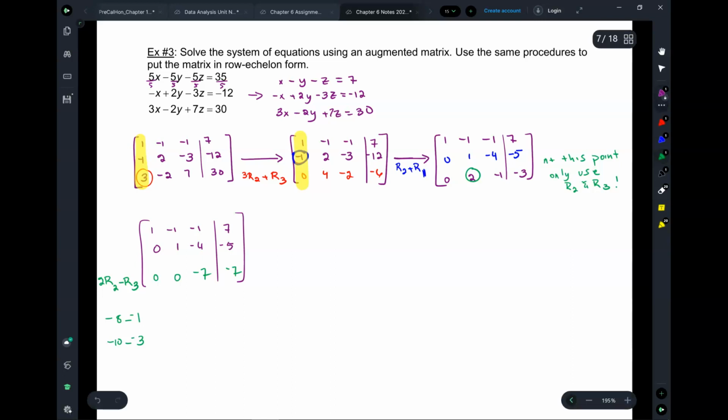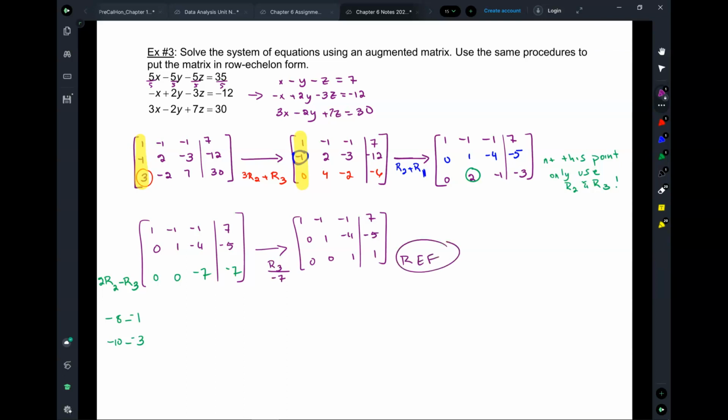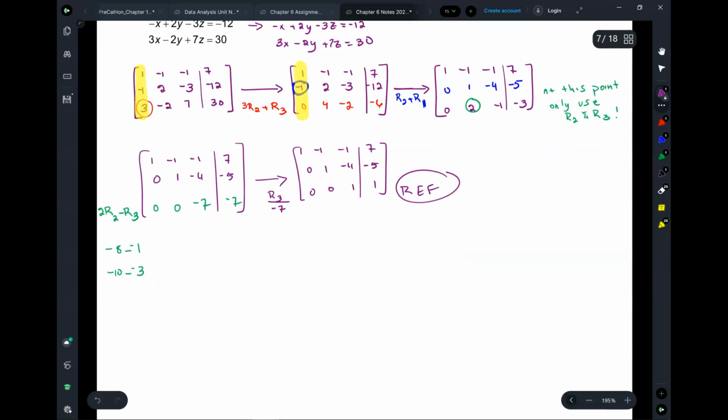Okay, now we're almost at row echelon form. This one actually worked out rather well because these are already 1s. Now I just have to make this a 1. I can divide both by what? Negative 7. So 1, minus 1, minus 1, 7. 0, 1, negative 4, negative 5. 0, 0, 1, 1. And the way we write that is, we did row 3 divided by negative 7. This is in row echelon form. And look, this time we don't even have fractions in row echelon form. So I can use that to solve it.